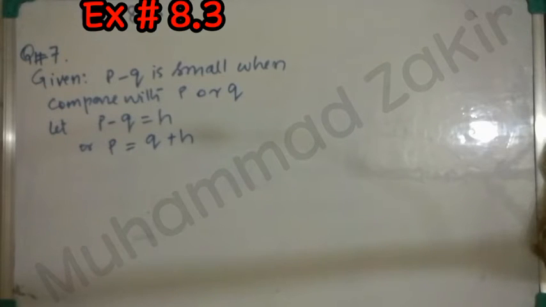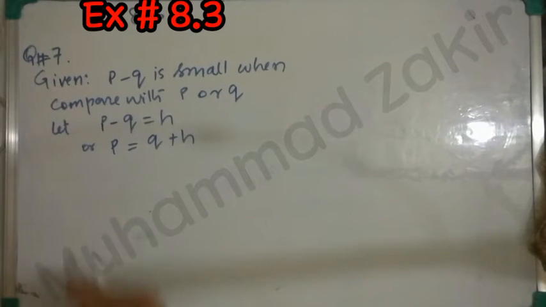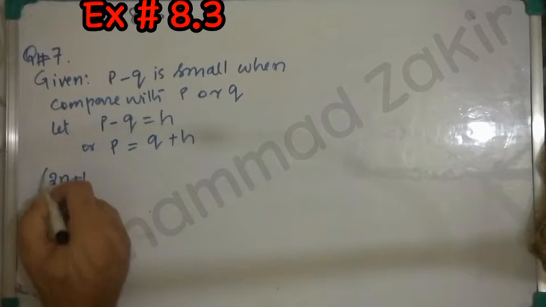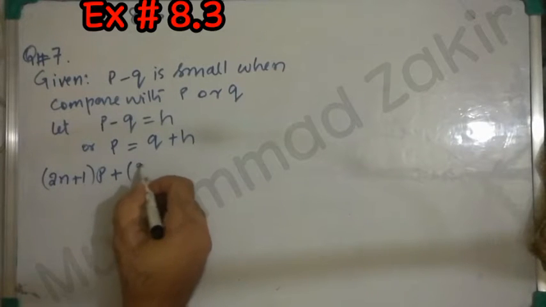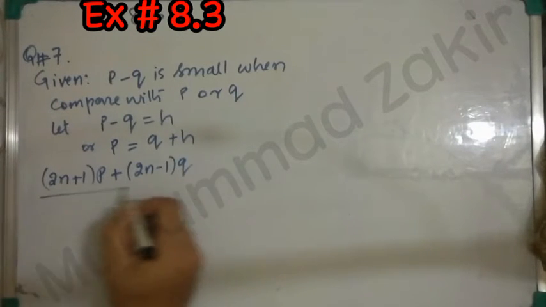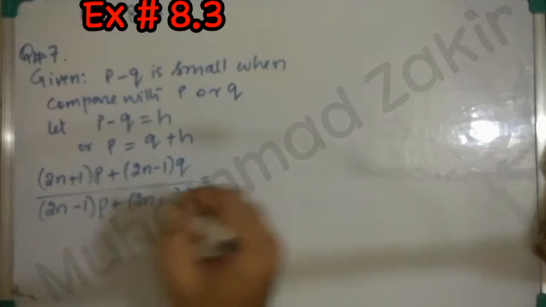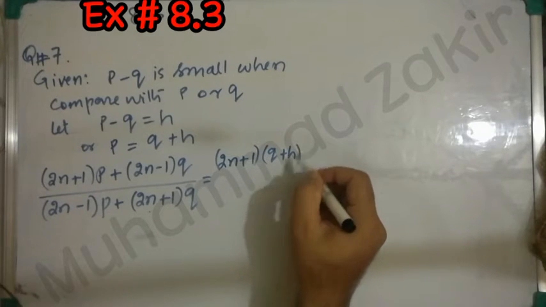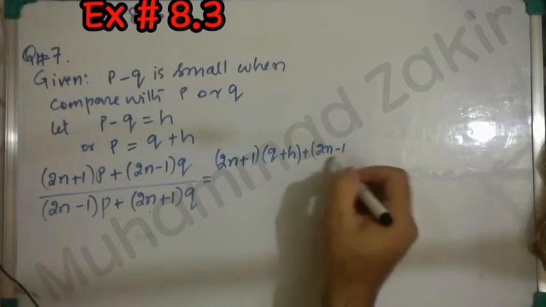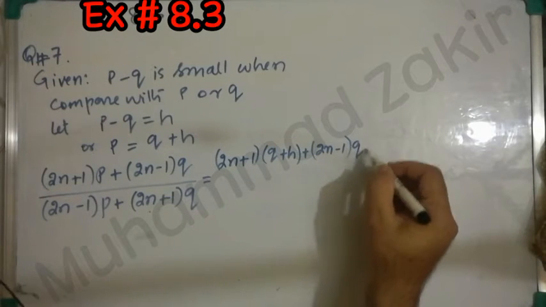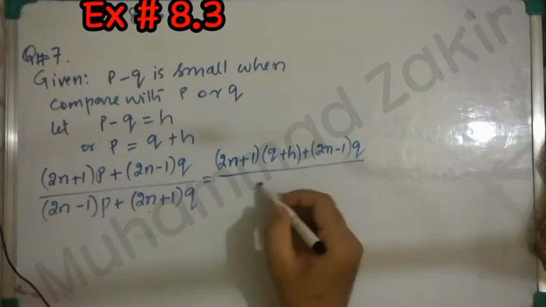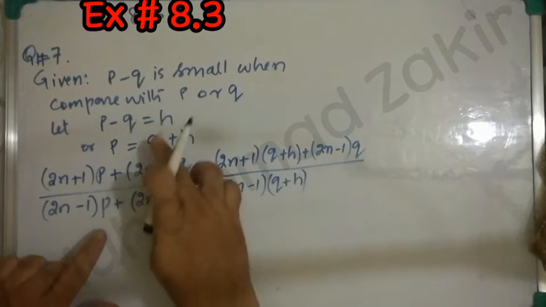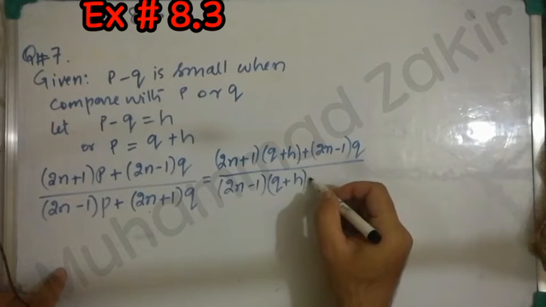We know that on the right hand side Q will be positive. Now we begin from the left hand side. We simplify and want to reach the right hand side. This is (2n plus 1)p plus (2n minus 1)q divided by (2n minus 1)p plus (2n plus 1)q. Substitute the value of p. What is p? P is q plus h. So (2n plus 1)(q plus h) plus (2n minus 1)q, q remains q, divided by (2n minus 1)(q plus h), where q plus h is the value of p.